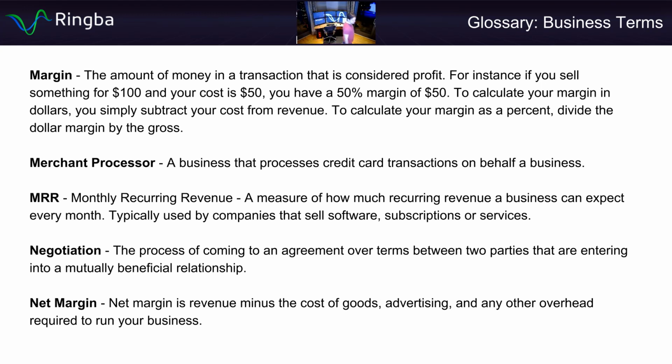negotiation. Net margin. Net margin is the revenue minus the cost of goods, advertising, or any other overhead required to run your business. So you take the cost of goods sold, all the other expenses, subtract it from your revenue, and then you have your net margin, your actual profit margin.